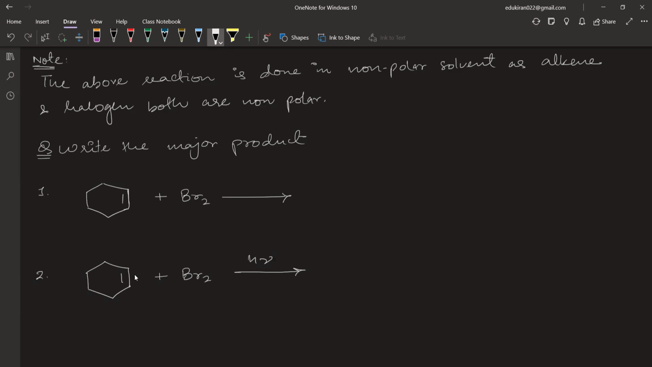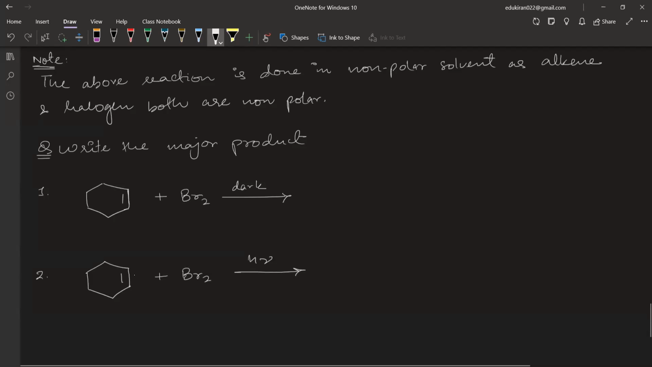So please listen. When we have just Br2, this reaction will be done in dark. If you have dark and if you have light, दोनों में क्या फर्क हो जाएगा? Please see, everything is same. What is the difference? What is the difference, Mansi?